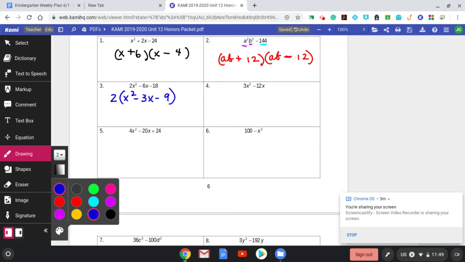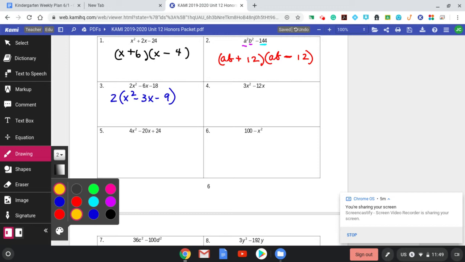And anytime you do GCF, you want to just take a quick look inside the parentheses to make sure you can't factor what's left. Anybody know two numbers that multiply to 9 and are 3 apart? Me neither. So we're done. We are done here. All right, next up, 3x squared minus 12x.